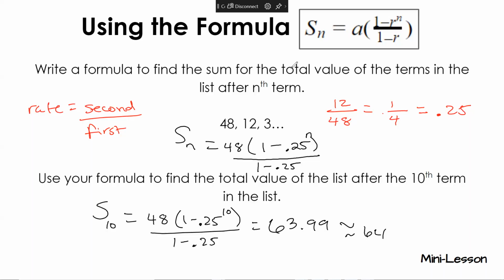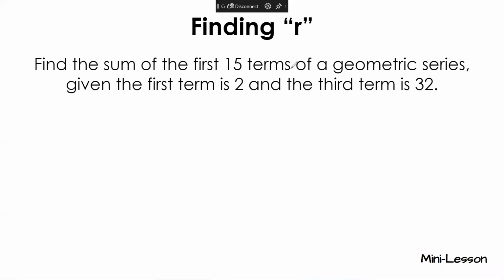Trickier. They give us a little weird information. They said find the sum of the first 15 terms of a geometric series, given the first term is 2 and the third term is 32. So we know that we're increasing, but we don't know what we're multiplying by each time. Is there any number that I can multiply 2 by, get a number, and then multiply it by it again and get 32?